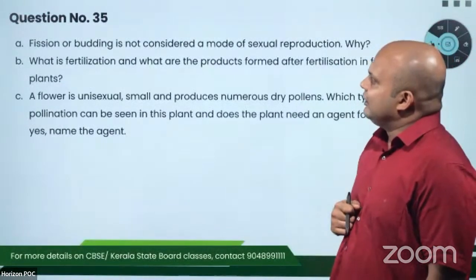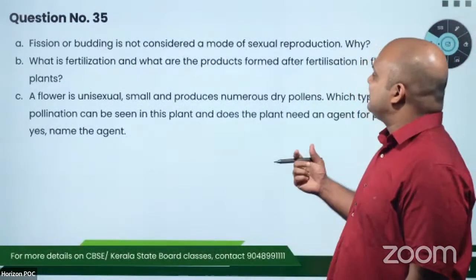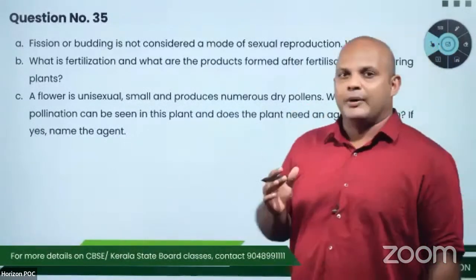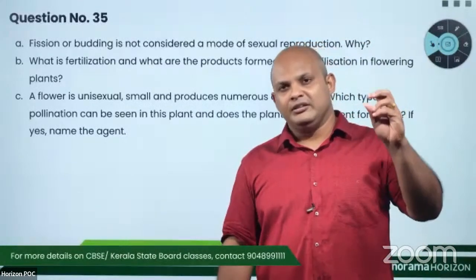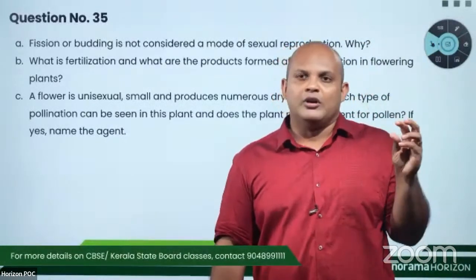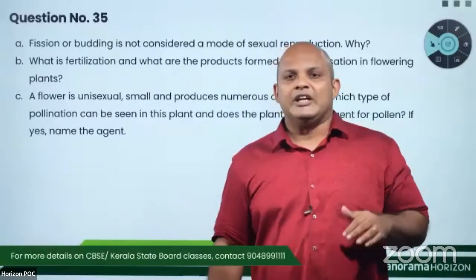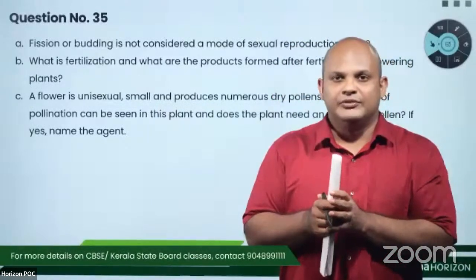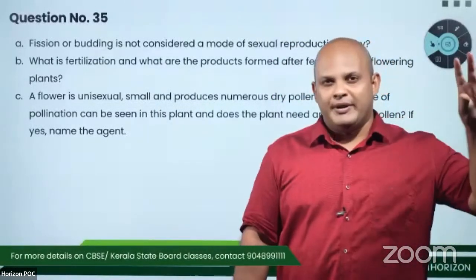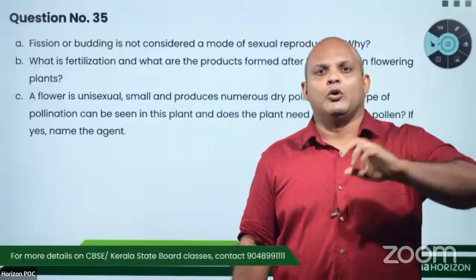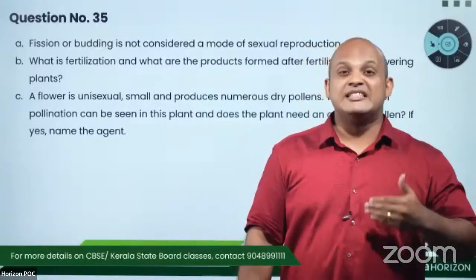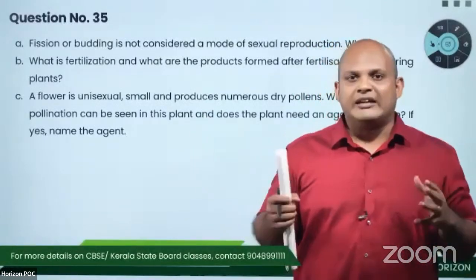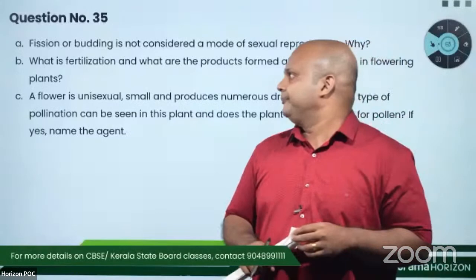Next question. Fission or budding is not considered a mode of sexual reproduction. Why? In the case of fission and budding, you simply have a parent cell or a parent organism which is giving rise to daughter cells without any need of fertilization. There is no combination of male and female gametes here. So you just have a parent organism. It is breaking up into daughter organisms. That is why it is considered an asexual mode. There is no combination of sexual gametes involved here. That is why it's considered asexual reproduction.